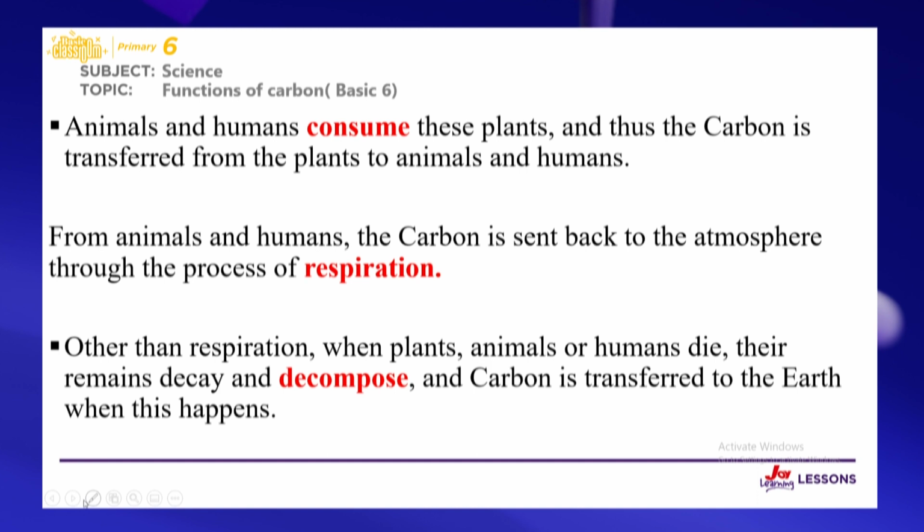Respiration. So animals breathe out carbon dioxide. Humans also bring out what? Carbon dioxide. And release carbon dioxide into the atmosphere. Other than respiration, when plants, animals, or humans die, their remains decay and decompose, and carbon is transferred to Earth when this happens. So one way where carbon can be transferred or released into our environment is decomposition of organisms. So like plants and animals and humans, when they die, the carbon in them is also released into the atmosphere.